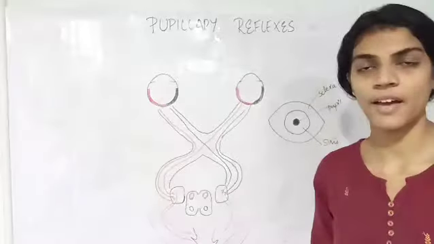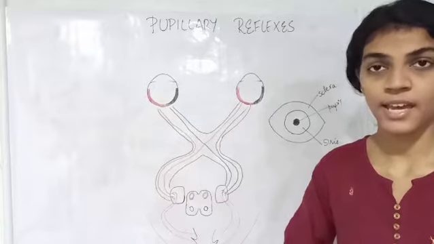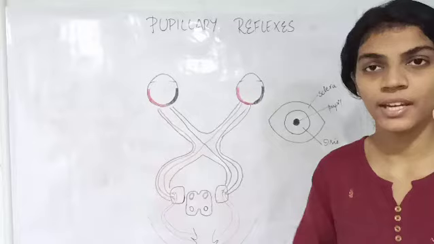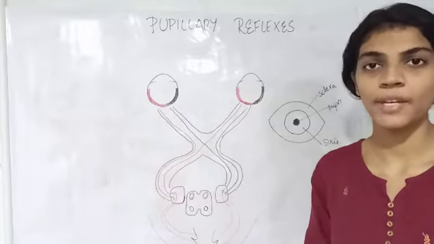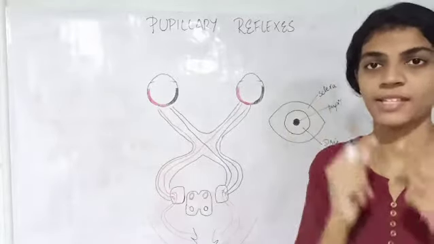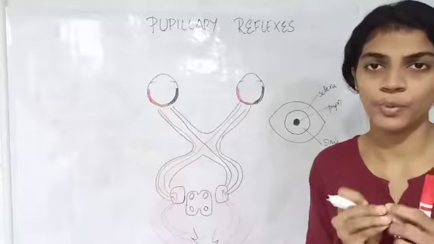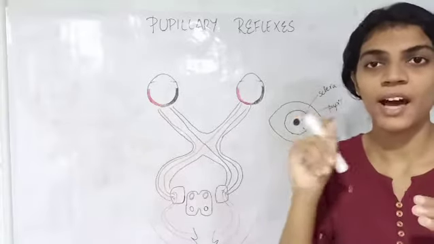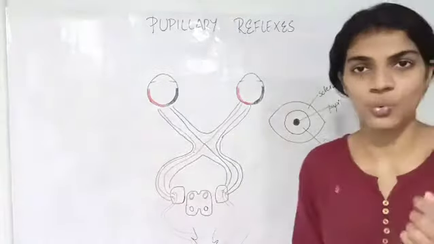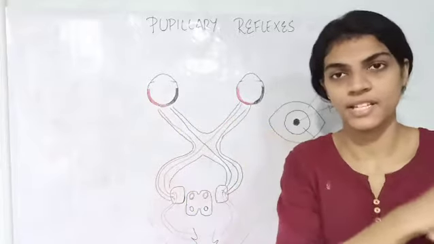The iris will have different colors. It can vary from person to person. The iris can be brown, blue, or green. So depending on the iris, the color of your eyeball will be decided. And in the center of the iris there is one hole, which is known as the pupil. The pupil seems dark black in color. So the pupil is the hole through which the light goes into the retina.